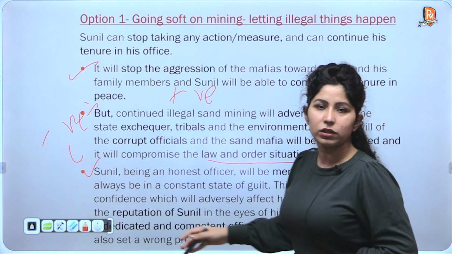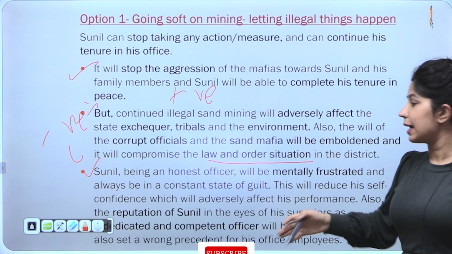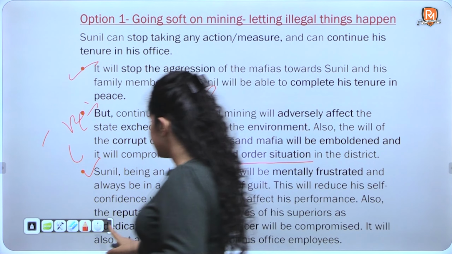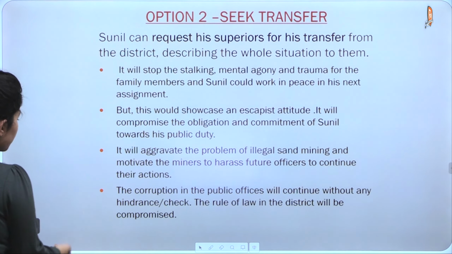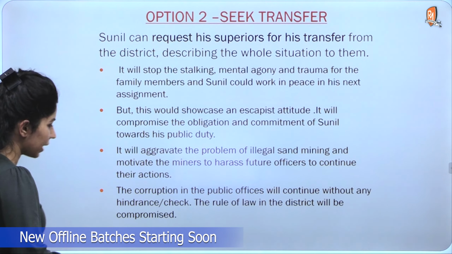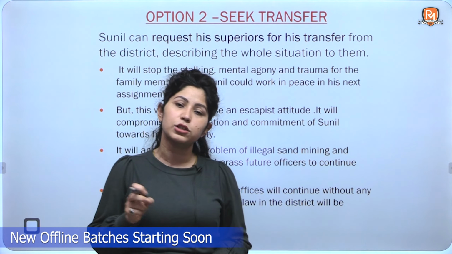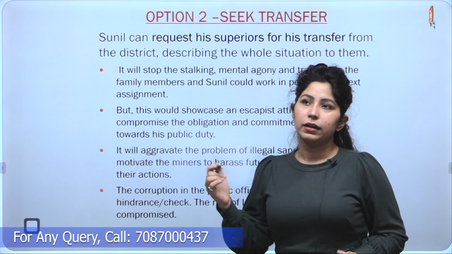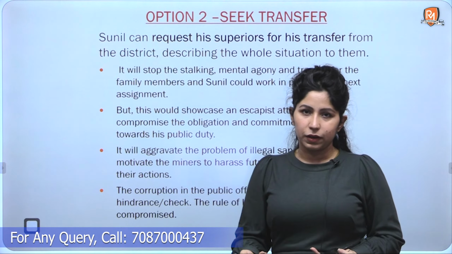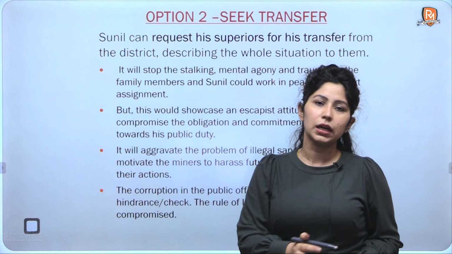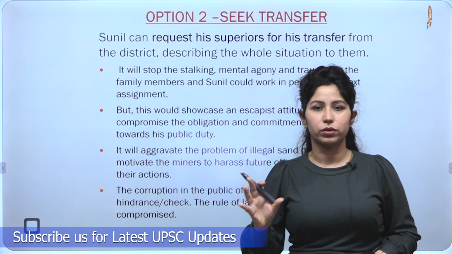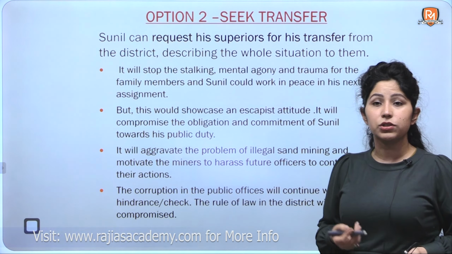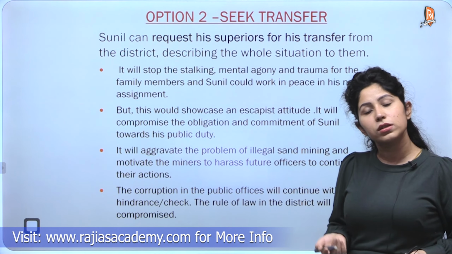And the last part talks about the philosophical aspect of it and the long-term impacts and the impact on Sunil's personality as well. Moving on to the next option, the second option is that he can seek a transfer. That I don't want to serve in this area, it is too risky for my family, and I cannot lead an ethically upright life here because what is happening is not under my control. I cannot control this situation. So he can seek a transfer. Sunil can request his superiors for his transfer from the district, describing the whole situation to them.